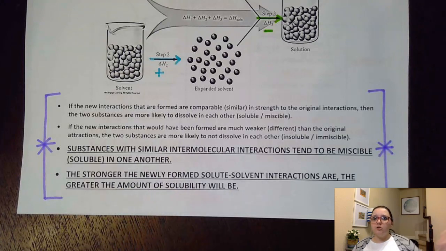The more attractions that exist in that new combination, the more I could have dissolve than, say, if the new attractions were only slightly stronger. So that can really impact how much it would take to saturate a solution. If the attractions that are forming are really, really strong, it might take a lot to saturate that solution. I can dissolve a whole bunch in that solution. But if the new interactions are only a little bit stronger than where I started, then I might not be able to dissolve quite as much.